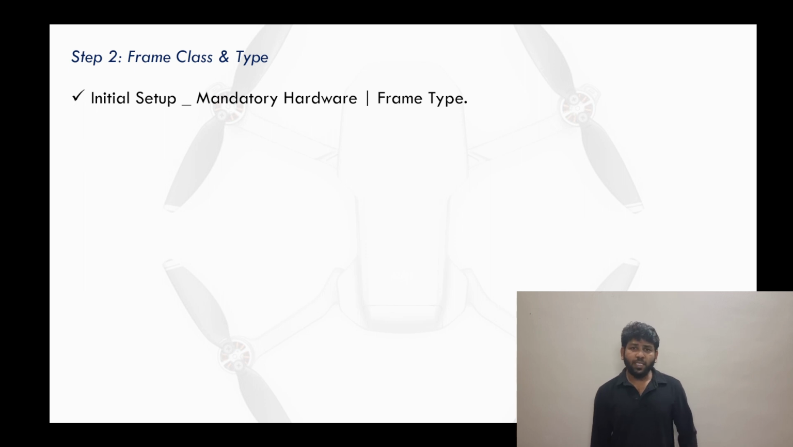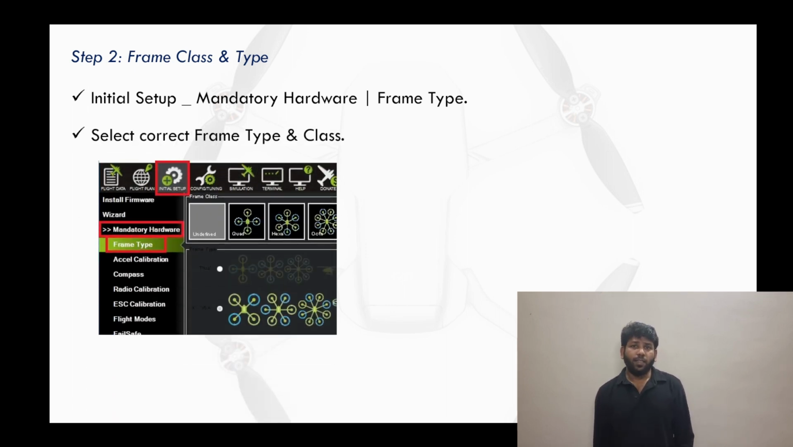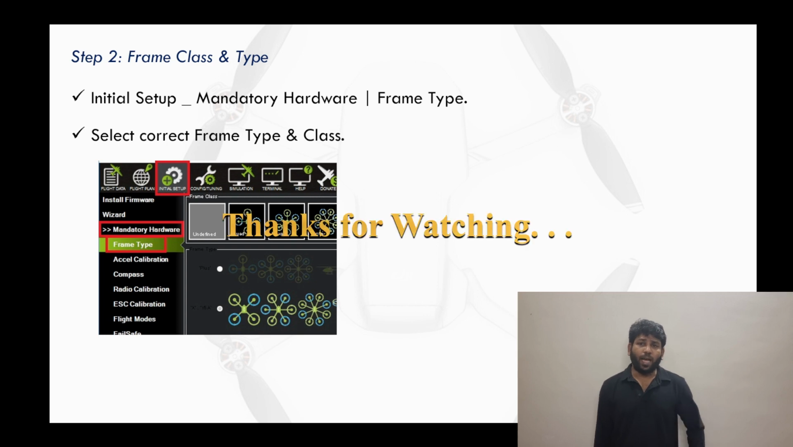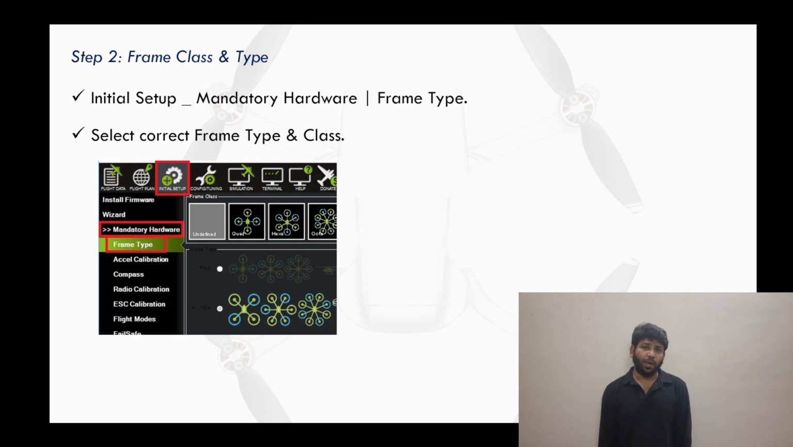Step 2. Frame class and type configuration. In Mission Planner, go to the Initial Setup section, then navigate to Mandatory Hardware. In the frame type category, choose the correct frame type that aligns with your quadcopter's physical structure and specify the appropriate frame class for your quadcopter, and ensure it matches the actual physical layout.